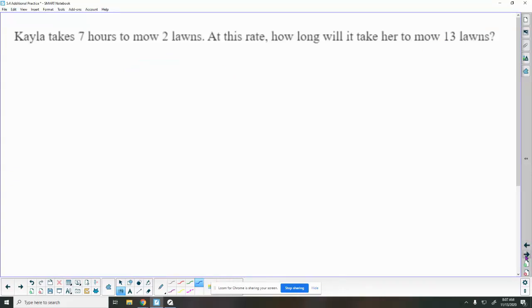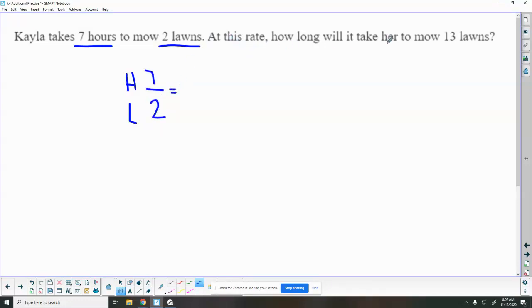Hey, number 4 here, it says that Kayla takes 7 hours to mow 2 lawns. So I'm comparing hours and lawns. So anytime it's talking about hours, I want those numbers on the top. Anytime it's talking about lawns, we want that number on the bottom. So 7 hours to mow 2 lawns. Those must be very large lawns.